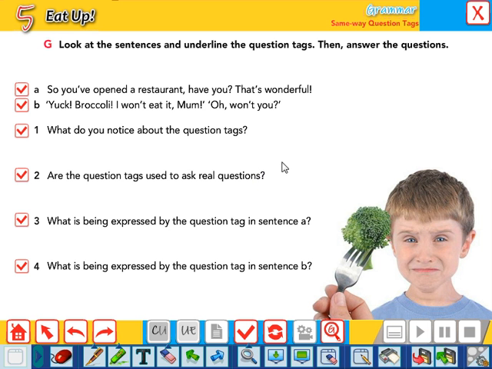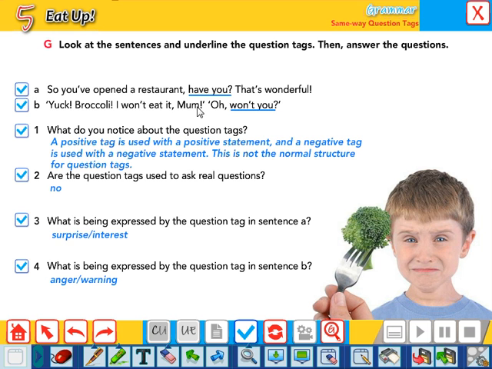You can find different sources for the question tags. Question tags, as we know, we use them either to assure what we said, to make sure of what we said, or to seek agreement, or to ask somebody to do something. Okay, you know it before. So here, so you have opened the restaurant, have you? That's wonderful.